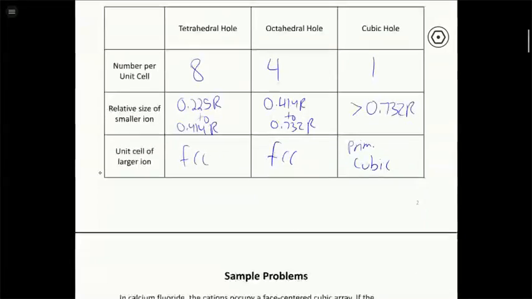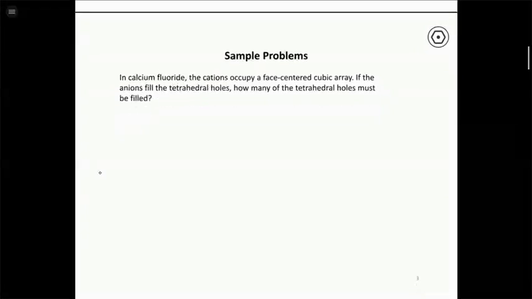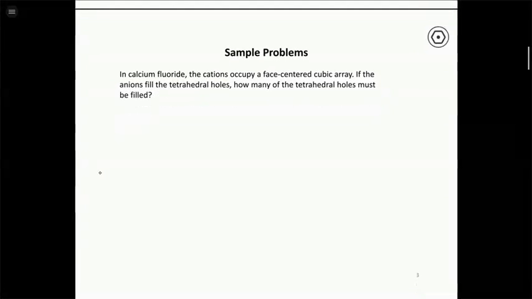So as we talked about last time, the idea here is we're going to fill the holes, and we need to make sure we fill the correct number of holes such that the stoichiometry of the ionic compound works out. So if we have calcium fluoride and the cations occupy a face-centered cubic array, if we're going to fill the anions into tetrahedral holes, how many of the tetrahedral holes must be filled? Last time we saw a structure, zinc sulfide, which had half of the tetrahedral holes filled. Let's figure out how many holes are filled when we have calcium fluoride.